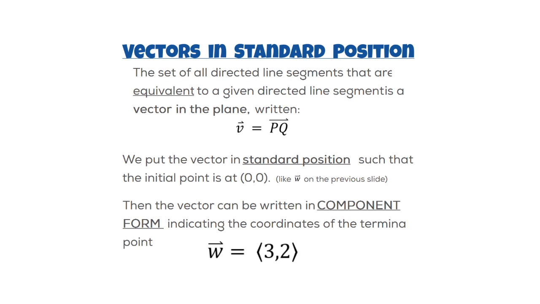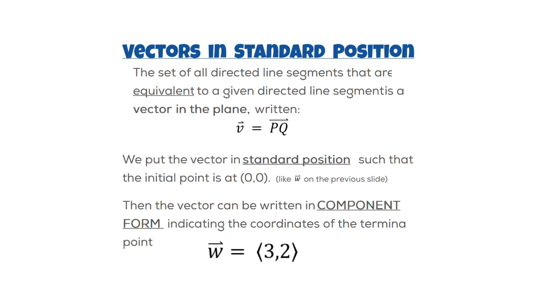Another way to look at showing that those vectors are equivalent is if you look at them in standard position. If they were both in standard position, they would end up lying right on top of each other. So standard position is when you put the initial point at 0, 0. So you can see at that previous slide, that would have been vector W. It was in standard position because it started at 0, 0. But the other vector did not, so it would not have been in standard position.